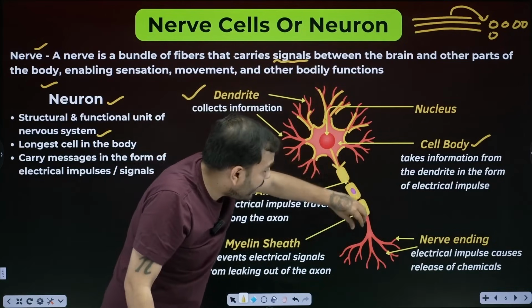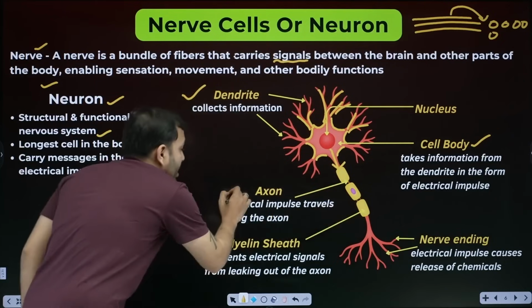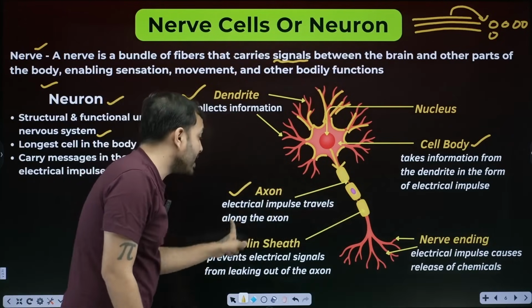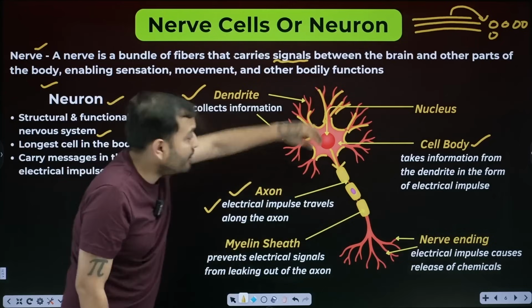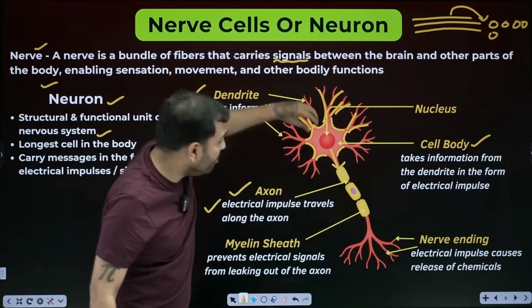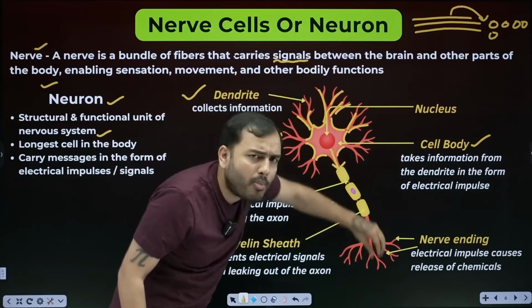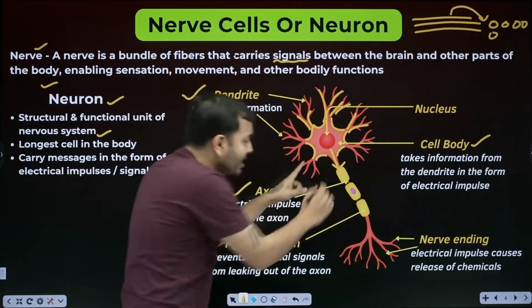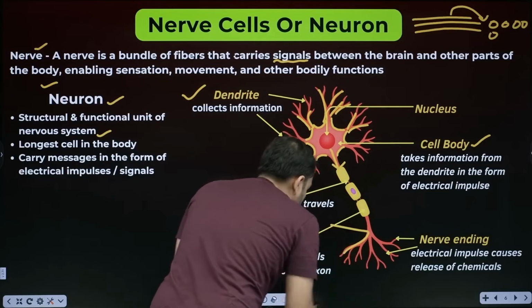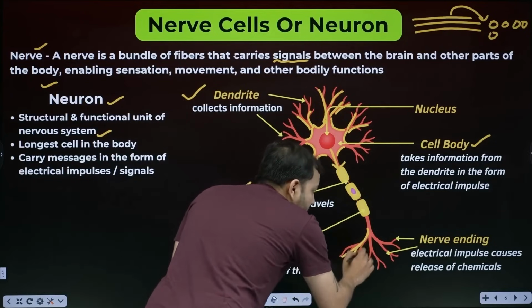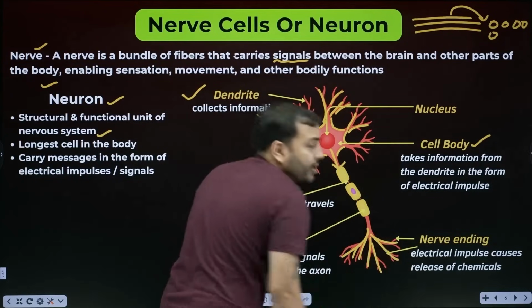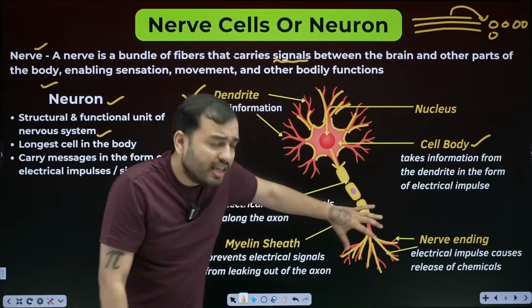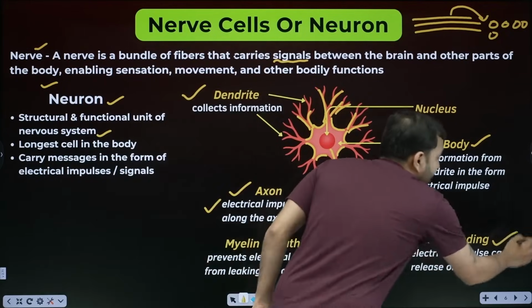The tail that the signal comes into, we call the axon. Remember the main job of the tail: the electric impulse travels along the axon. This is the long part, right? This is the small part, this is the long part. So the electric impulse travels a very long way. When it reaches the bottom, there is something like roots. What is this? This is the ending of your nerve cell, the neuron. Therefore, we call this the nerve ending.